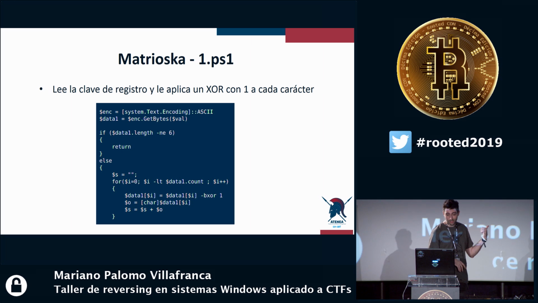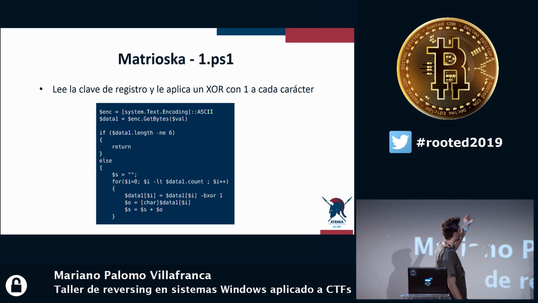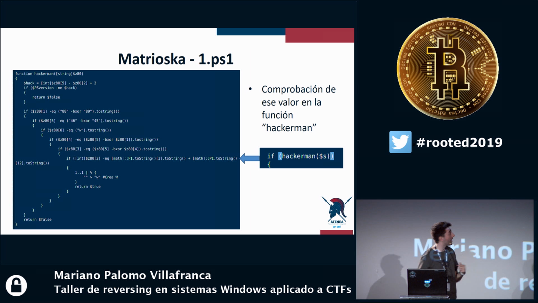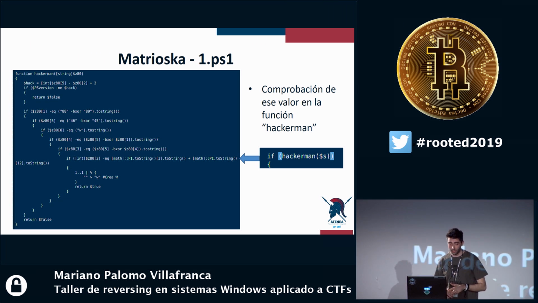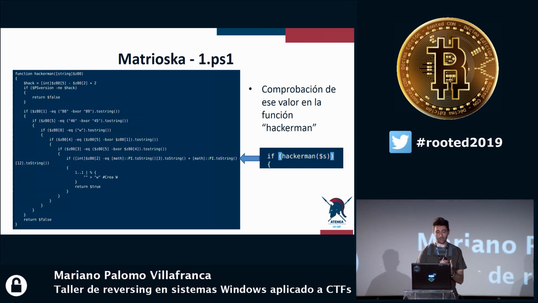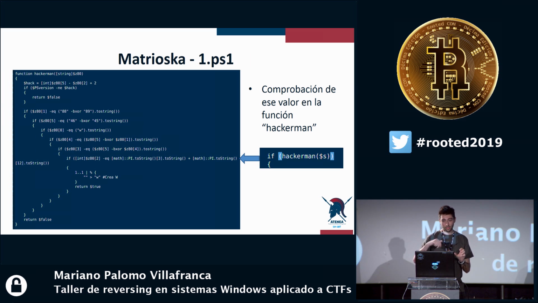After this, it creates a new variable s, and it makes a for loop where it applies an XOR with 1, a normal XOR, to every character of this variable. And this is what happens with the hackerman function that we saw defined at the top. This function checks this string after applying the XOR. So the first thing it does is store in a hack variable the result of character 5. Well, this is the last one.